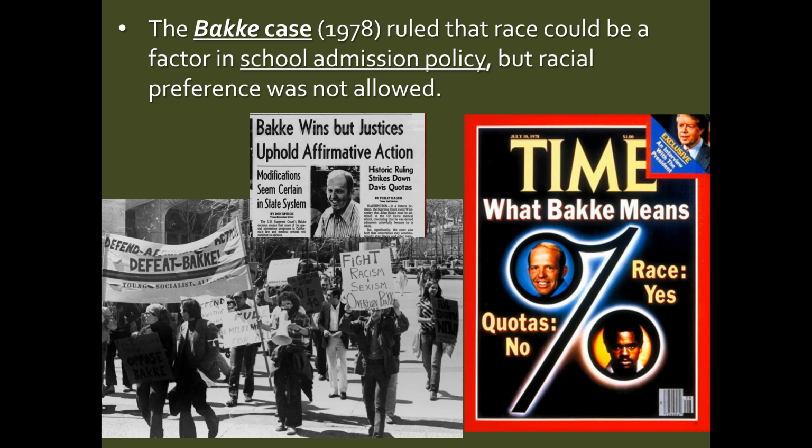This is called affirmative action, this idea of trying to make it more open to non-white candidates for jobs and education. But again, does that then violate the civil rights of white candidates? That's kind of at the heart of this issue, and this has not really been fully resolved.